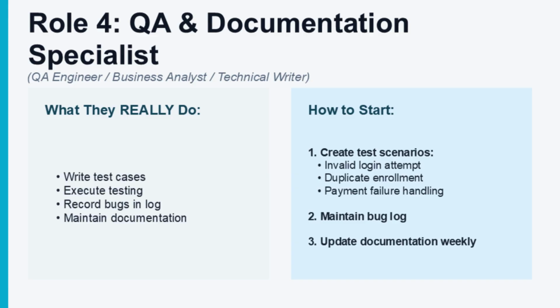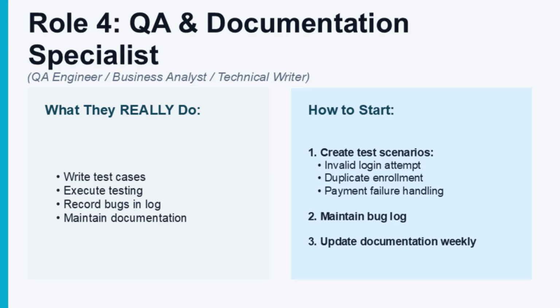How do you start? Step 1. Create test scenarios. For the enrollment system, test invalid login attempts. Test duplicate enrollment submissions. Test payment failure handling. Don't just test the happy path where everything works. Test the edge cases and error conditions. Step 2. Maintain a bug log. Don't just tell your developer, hey, it's broken. Document exactly what you did, what you expected, and what actually happened. Step 3. Update documentation weekly. Don't wait until the end.